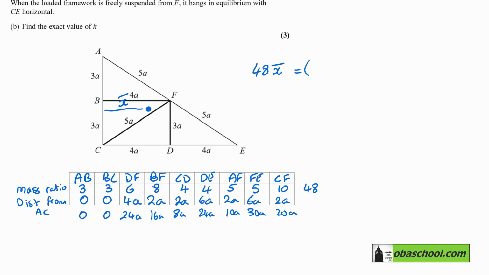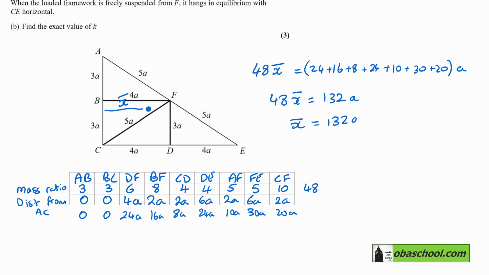And so what we get is 24 plus 16 plus 8 plus 24 plus 10 plus 30 plus 20 times a. So 48 x bar is equal to 132a, and that gives me x bar is 132a over 48, which will simplify to 11a over 4.